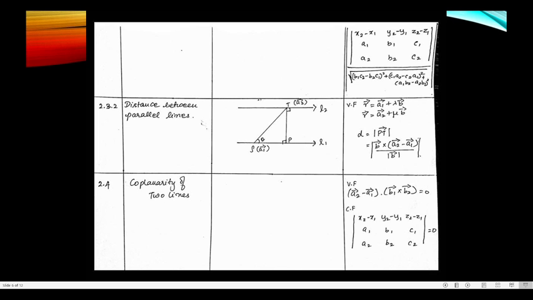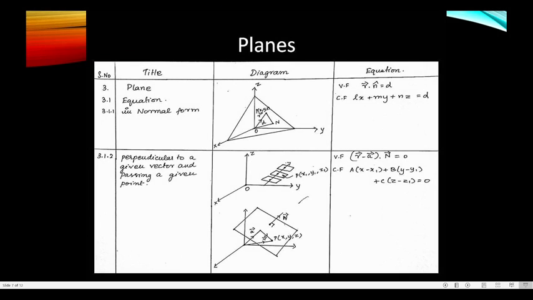So next concept is plane. Plane equation. First concept is equation in normal form. Diagram I have represented here. Vector form is r vector dot n cap is equal to d, and Cartesian form is lx plus my plus nz is equal to d. D is the constant, n cap is the normal, and r vector is already we know xi cap plus yj cap plus zk cap.